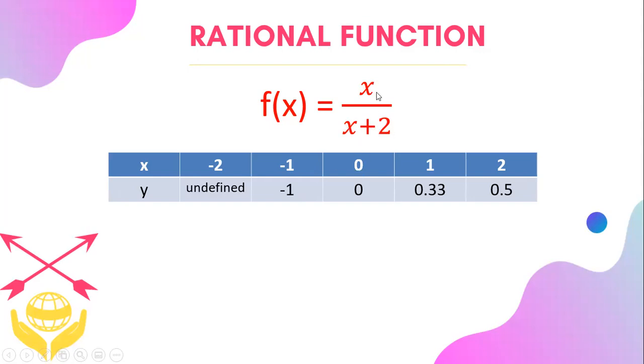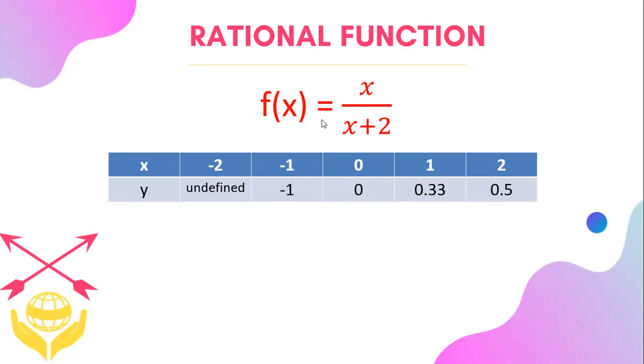When x is equal to 0, it is equal to 0 because 0 divided by 2 is 0. If x is equal to 1, then f of x will be 0.333. And if x is equal to 2, then f of x is 0.5. So this is already the table of values. And how are you going to graph that?